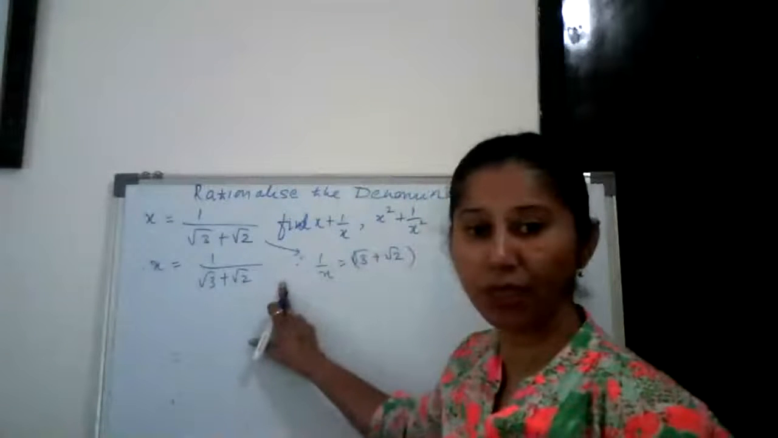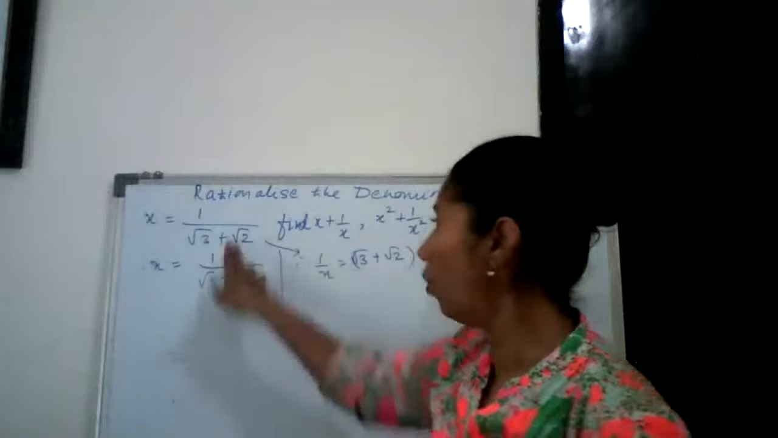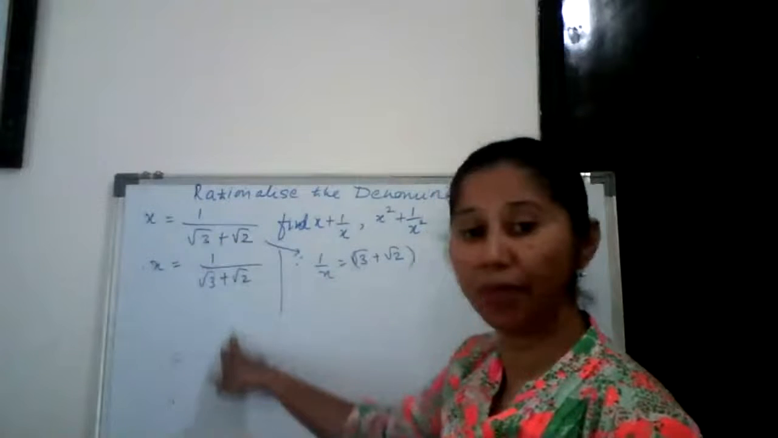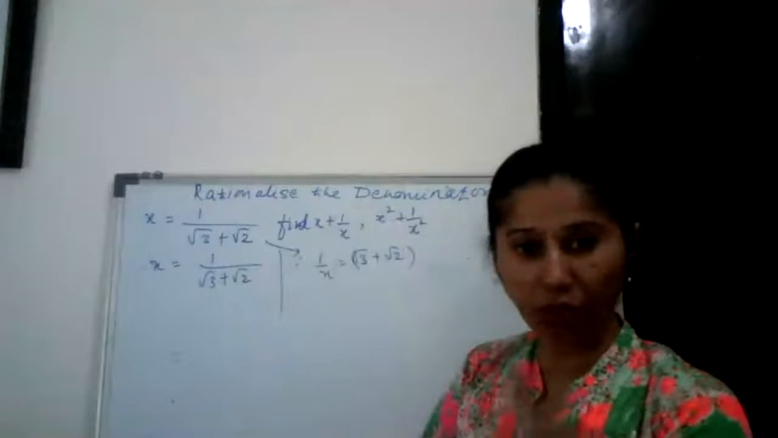ये चीज यहाँ पे समझ में आ गई, दो अलग अलग चीजें हैं. आई होप दिस इज क्लियर टू यू. ठीक है, दो पार्ट जान लो. यहाँ पे मैं x को सिंप्लीफाई करूंगी और यहाँ मैंने उसका रेसिप्रोकल निकाल के रख दिया. ठीक है, ये दो चीजें हैं.